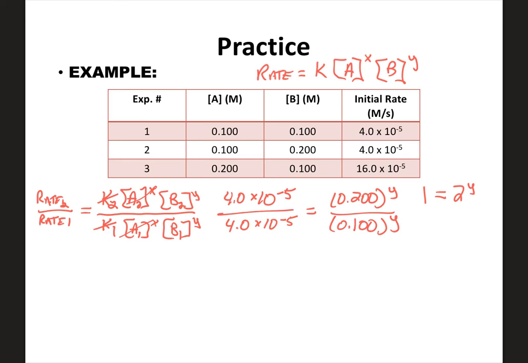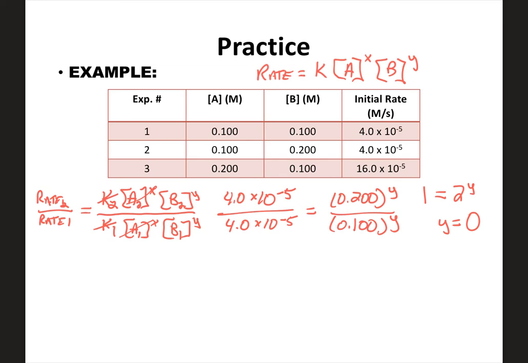Essentially what happens is when I doubled the concentration, the rate stayed the same. So when you solve this, Y is equal to 0. That means the reaction is zero order with respect to B. But I still have to determine the order with respect to A. So I look at the table and I see in experiments 3 and 1, the concentration of B is the same. That will allow me to determine the order for reactant A.